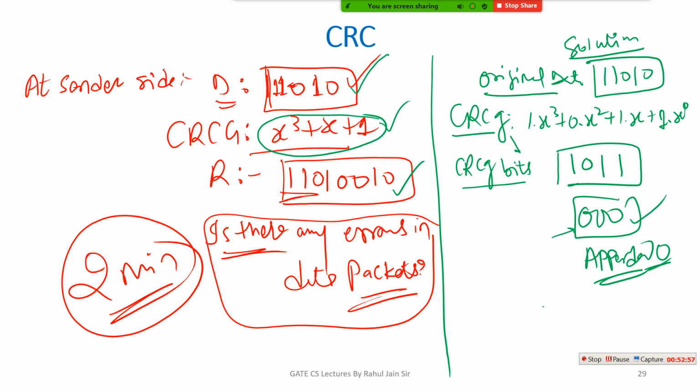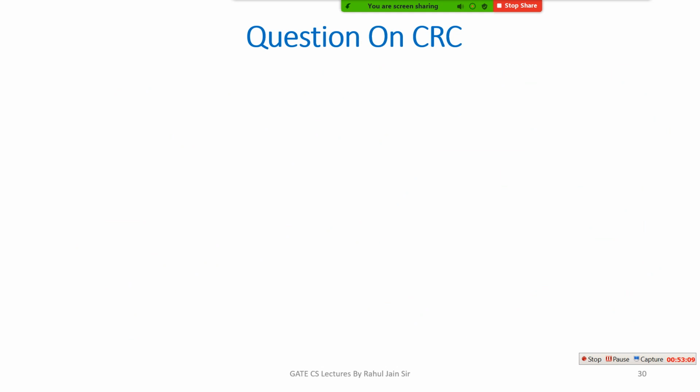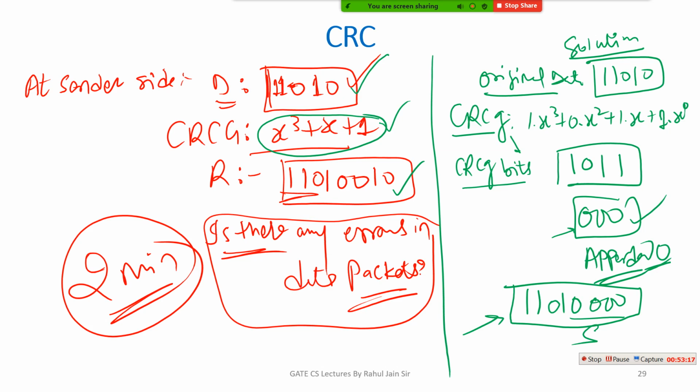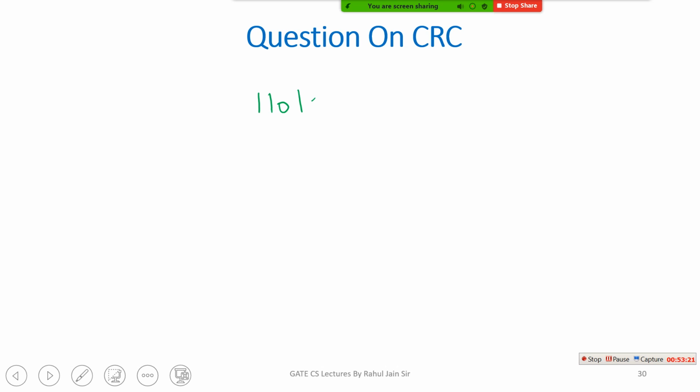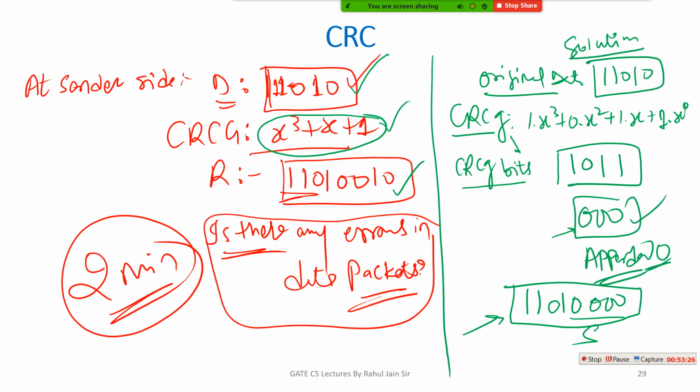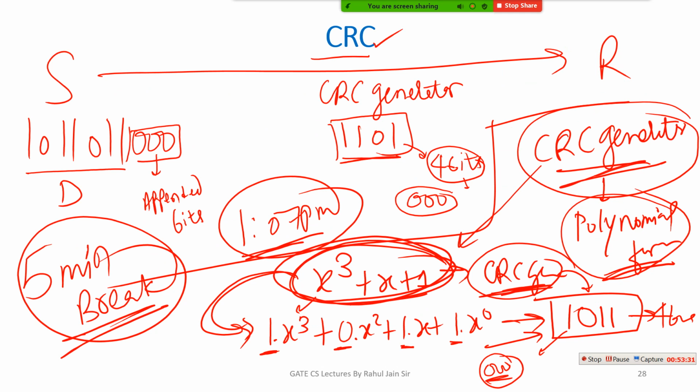So focus here. What is my data? 1101 and then 0000. And what are my CRC bits? 1011. These are my CRC bits. Just apply the XOR operation with 1011.